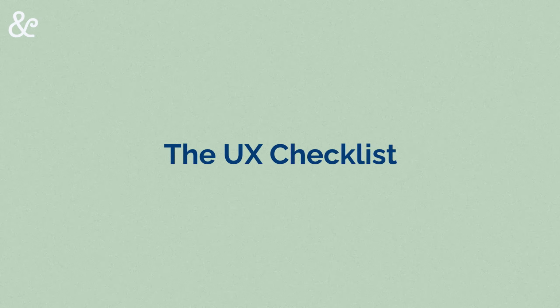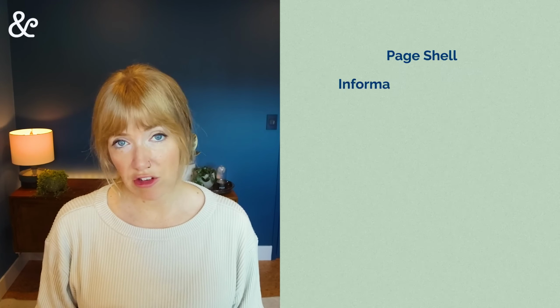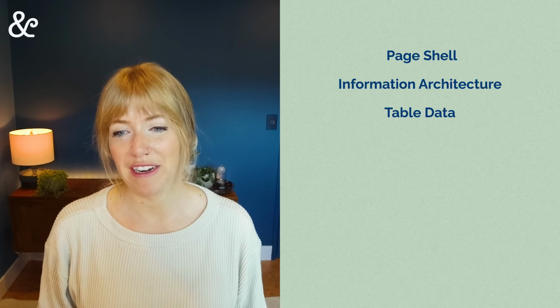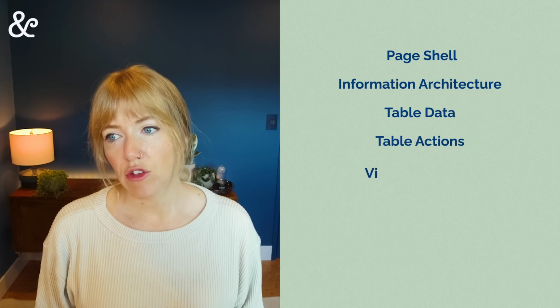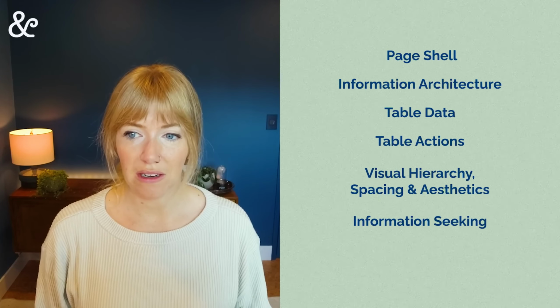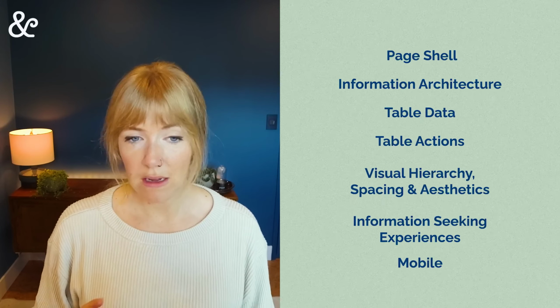So now we're getting into the UX checklist. What are the standards for a data table experience? There are some, actually. There's not just art and magic coming out of what we're designing on a daily basis. There are some standards that we can look at, and we can assess what the quality of the experience is. So we've identified some really top-level things in a bunch of different categories: the page shell or structure, information architecture, data table, table data, table actions, visual hierarchy and aesthetics, information-seeking experiences, and mobile. So that's how we chopped everything up.